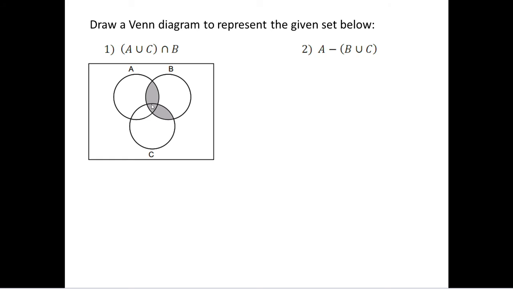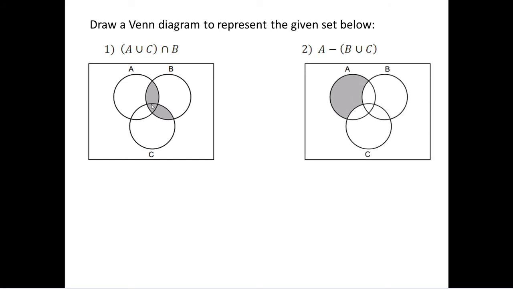Next, how do we represent A minus B union C, or the difference of A and the union of B and C? This is how we do it. We have set A minus the union of B and C. So set A subtracted by the union, or everything covered by B and C. So A minus the union of B and C is represented by the gray part or the shaded region.